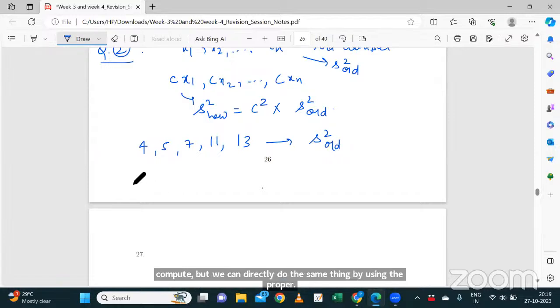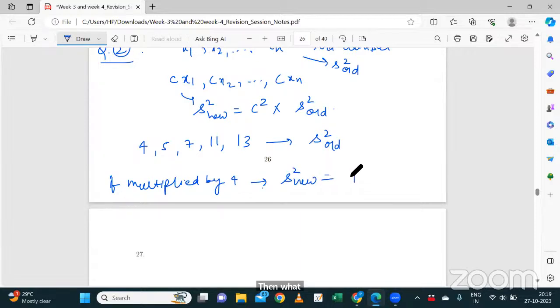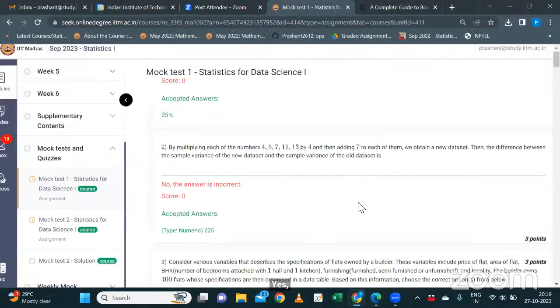If I multiply it by 4, then what will be the new variance? It will be 4 square into s square, the old variance. That means 16 s square. Now after that, we have to add 7.